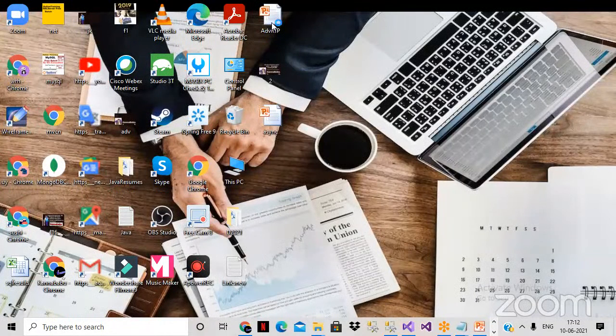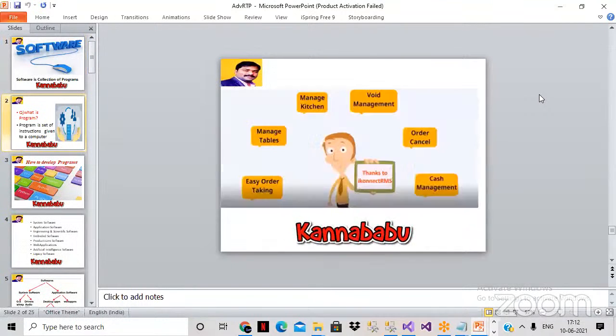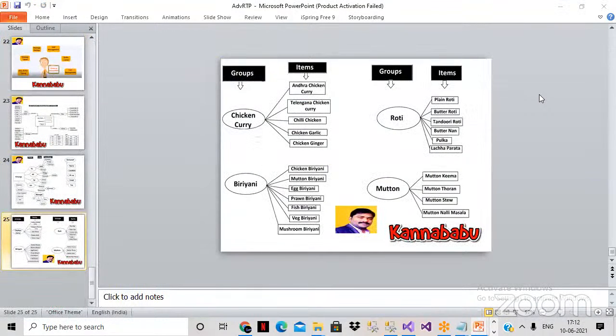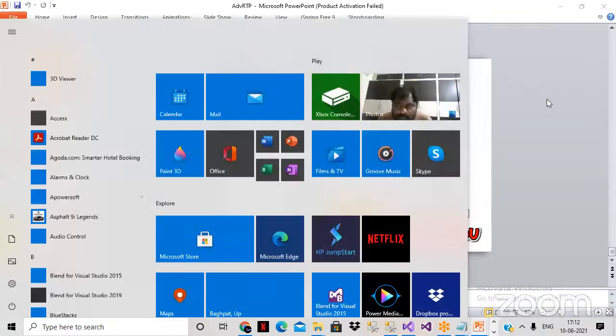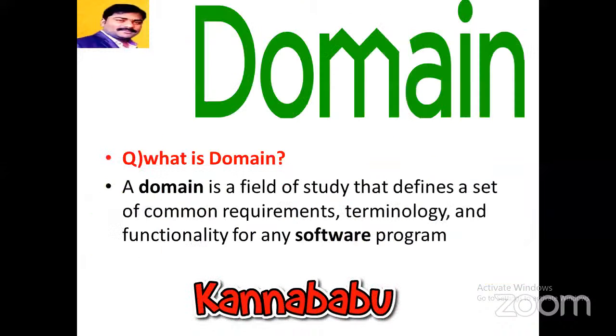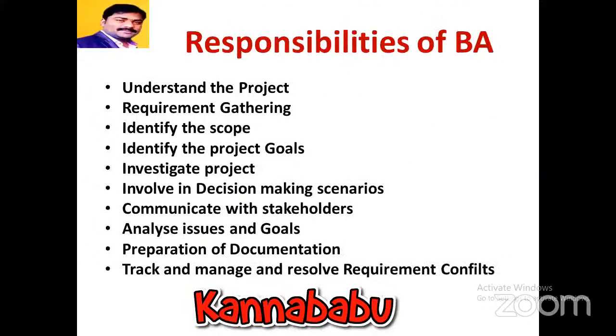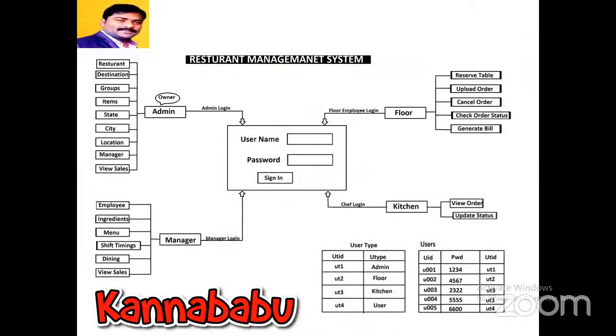Here you can see, one is the admin module, another is the floor module, another is the kitchen module. So these are the different modules that are available in our project. Yes or no? Let us see here: admin, floor, manager, and kitchen.